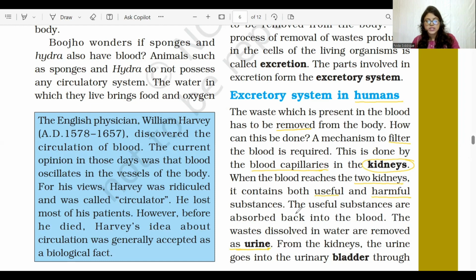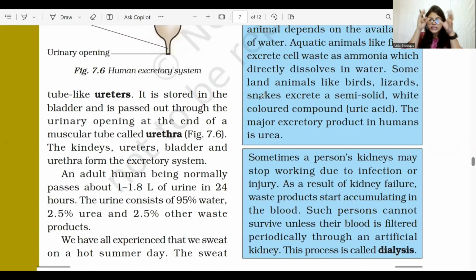So the useful substances are absorbed back into the blood and the waste dissolved in water is removed as urine. Now, from the kidney, the urine goes to the urinary bladder. Okay, urinary bladder एक bag-like structure है जो urine को store करके रखता है. And kidney से urinary bladder तक कैसे पहुंच रहा है urine? Through some tube-like structures. There are two tube-like structures which are called ureters.